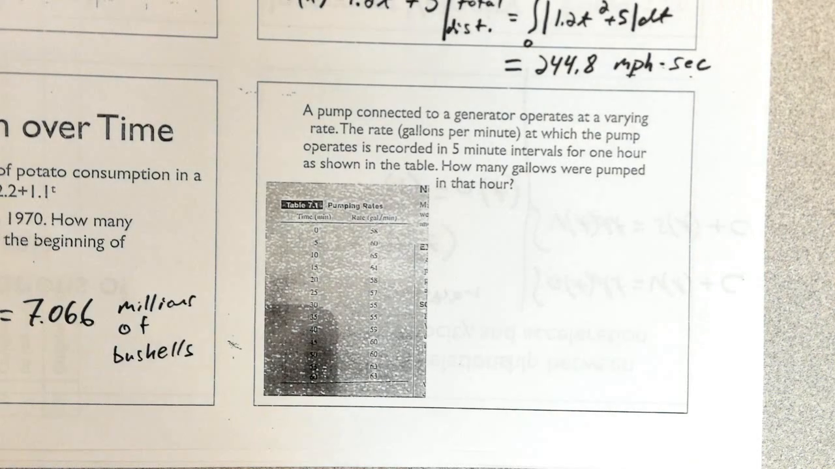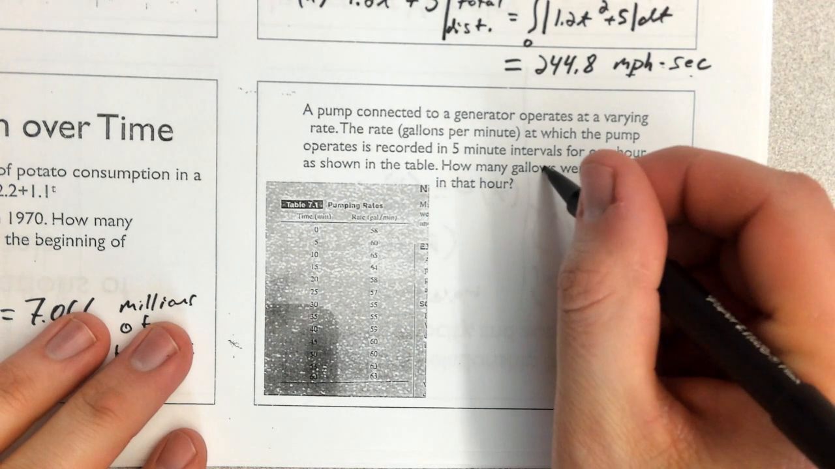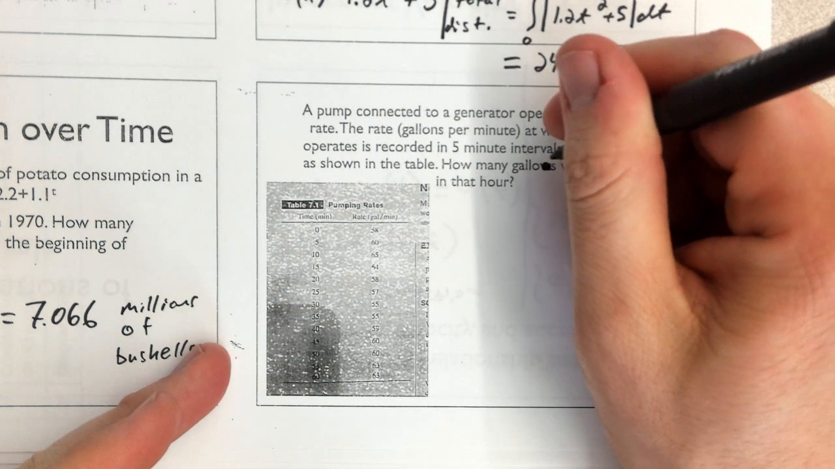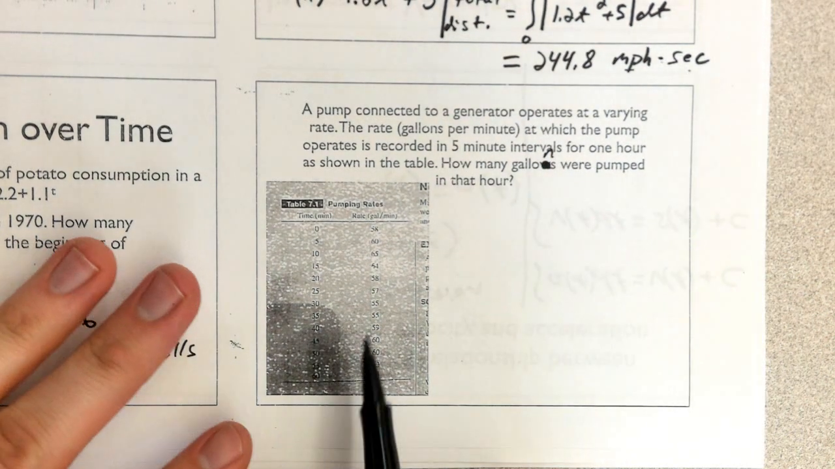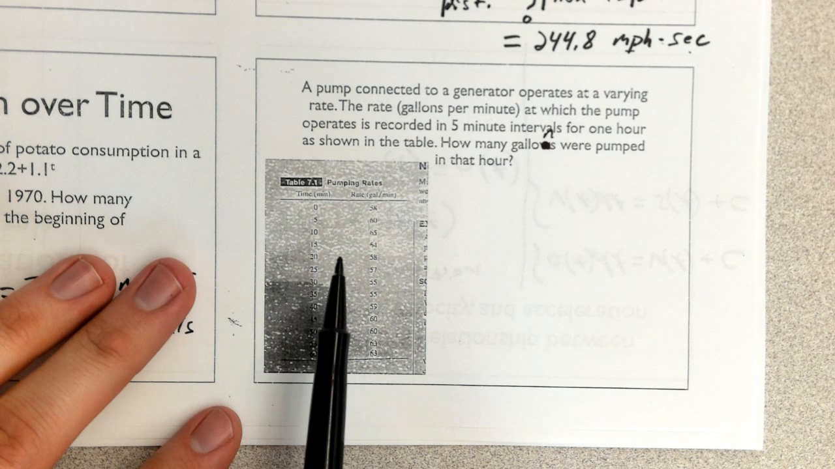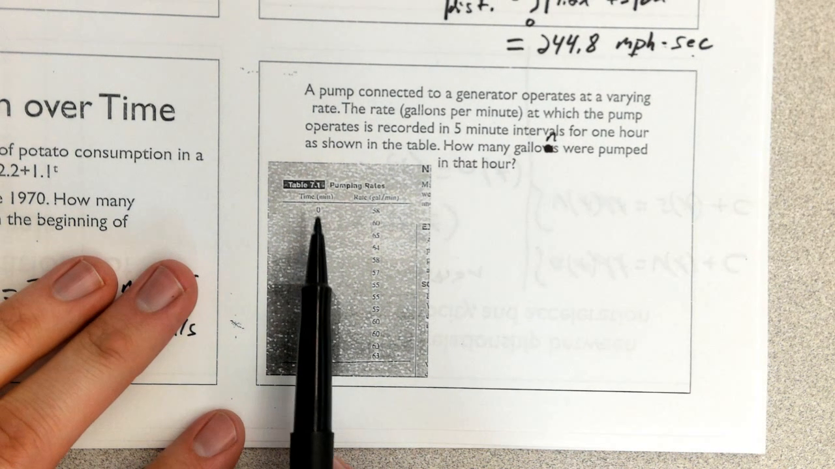Last one. A pump connected to a generator operates at a varying rate. The rate at which the pump operates is recorded at 5-minute intervals for 1 hour, shown on the table. How many gallons were pumped in that hour? This typo has been here for many years; it should be gallons. The easiest way to figure out this question is to use the trapezoidal rule, and I'll explain why.